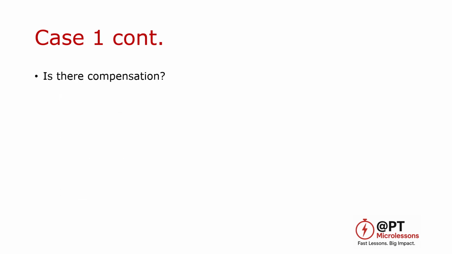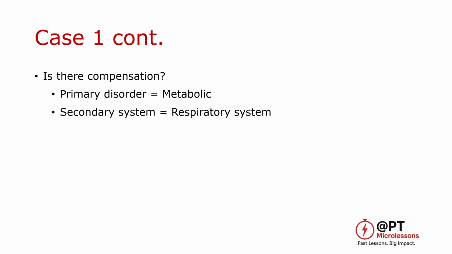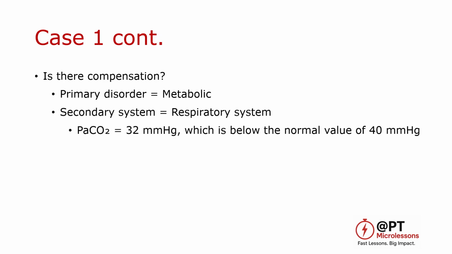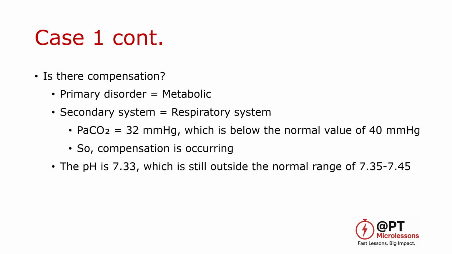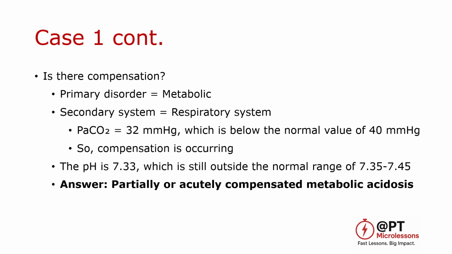Building on that, we need to complete the last step by determining whether compensation is present. Because the primary disorder is metabolic, the respiratory system is the secondary system. The PaCO2 is below normal, indicating the lungs are compensating by blowing off carbon dioxide to help raise the pH. However, the pH remains below the normal range of 7.35 to 7.45, indicating partial compensation. Thus, this ABG represents partially or acutely compensated metabolic acidosis.